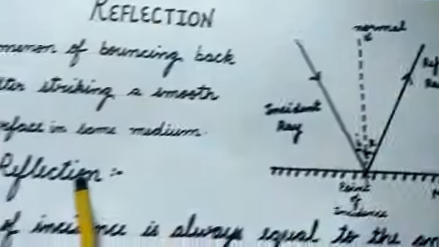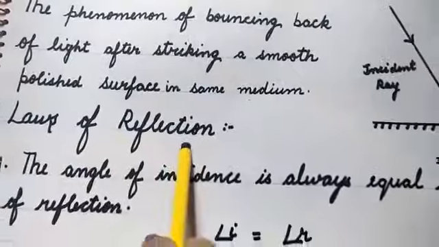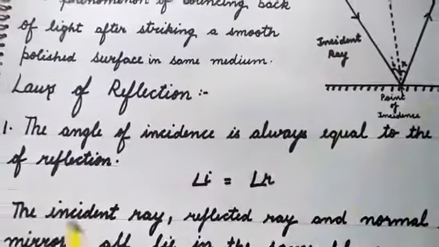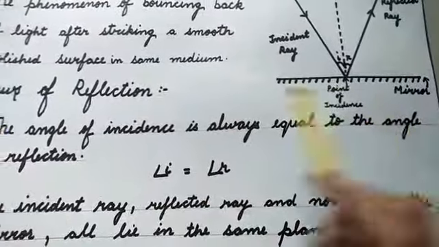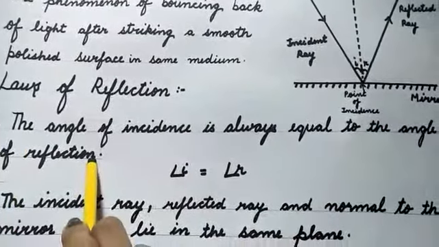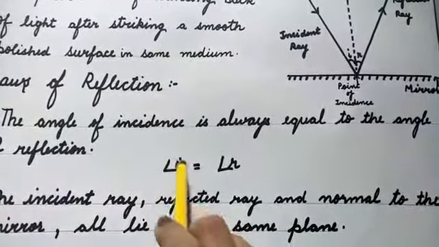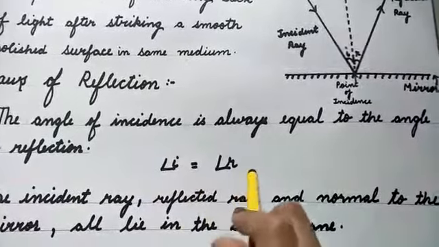Now we continue with the laws of reflection. The first law is the angle of incidence is always equal to the angle of reflection, which means angle I is equal to angle R.